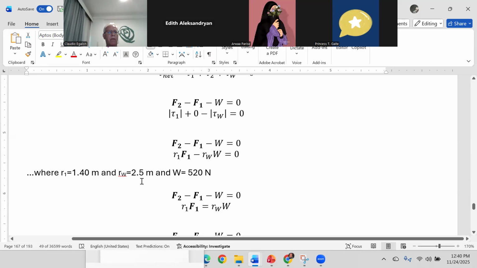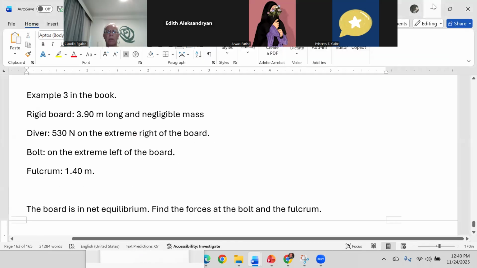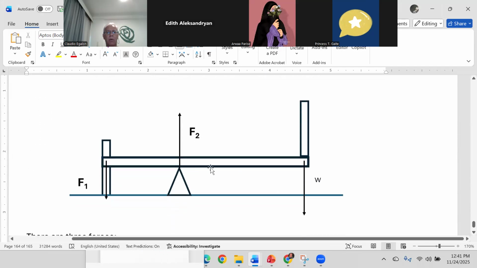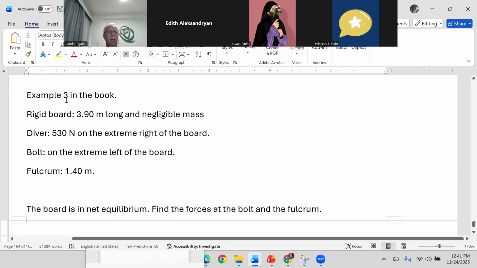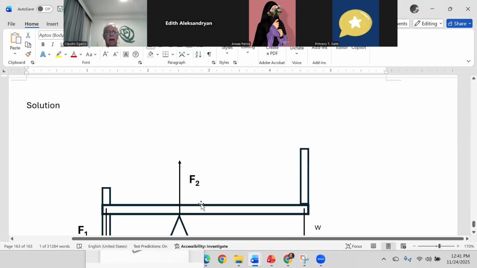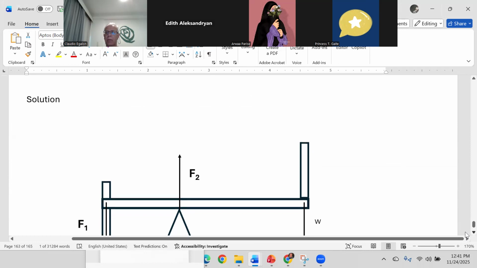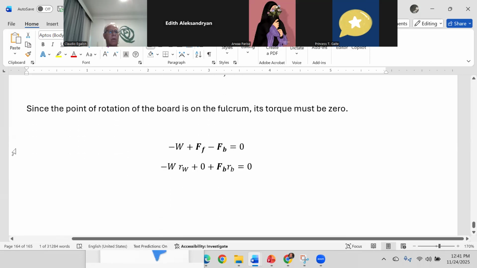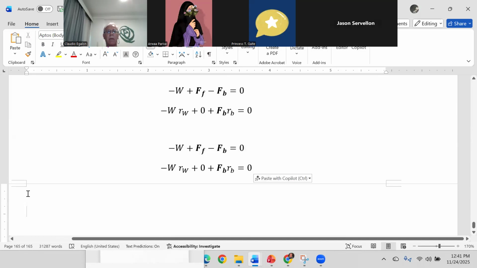RW is 2.5 meters. R1, 1.4 meters. So here you go. 2.5, 1.4. It's 3.9 total, right? Yeah, 3.9. Okay. So 2.5, 1.4. I'm just going to leave it in symbolic format, and then you can put the numbers there, right? Here you go.